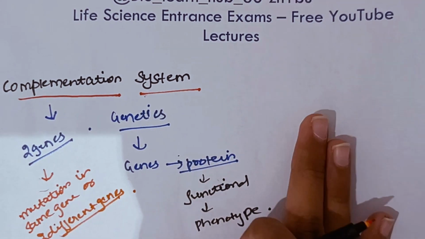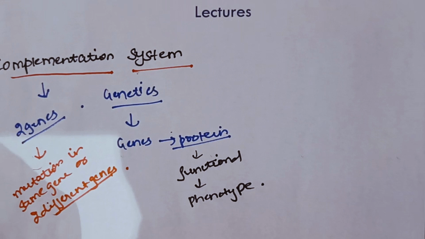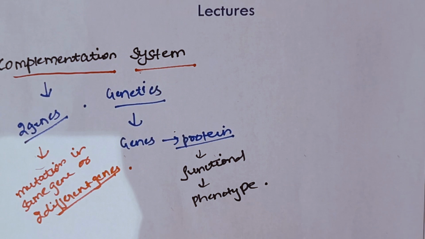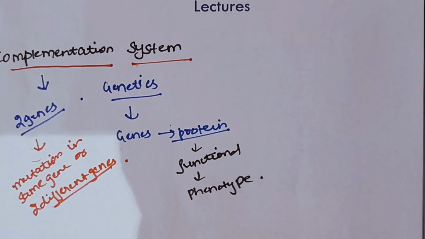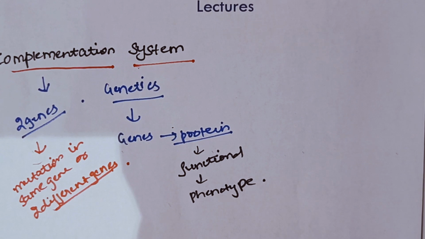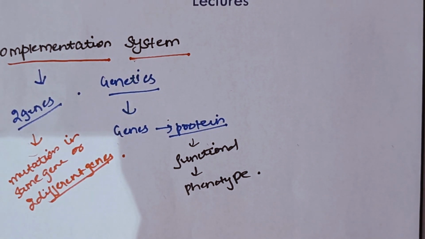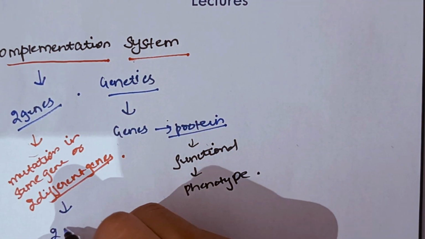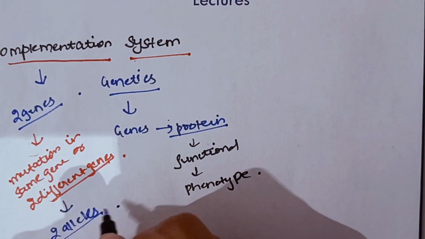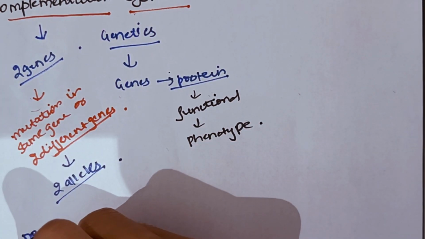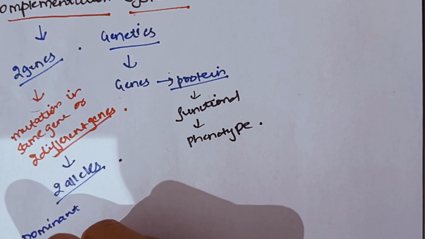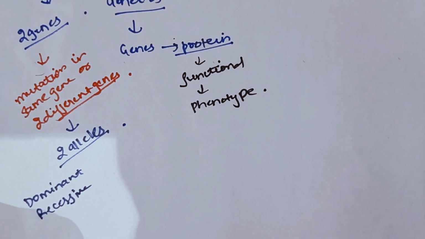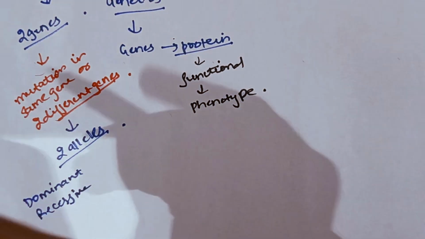So what does that mean? Suppose you have a phenotype which is controlled by two genes, and because of a mutation you are not getting that phenotype. So the question is where that mutation is. Is it in the same gene or in two different genes? Because as you know, each gene is represented by two alleles. And as I have talked about dominant and recessive phenotype in my last video, dominant is the allele that hides the function of the other one.